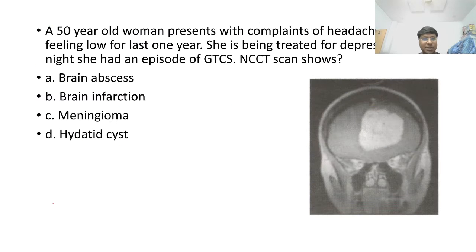Okay, now coming ahead with the next question. We have a 50-year-old woman presenting with complaints of headache and feeling low for the last 1 year. She is being treated for depression. Last night she had an episode of GTCS and a CT scan was done, and this is the picture of your CT scan. What does this particular patient have? Brain abscess, brain infarction, meningioma, hydatid cyst. What is this? If you closely observe that particular image, then you will be able to answer that.